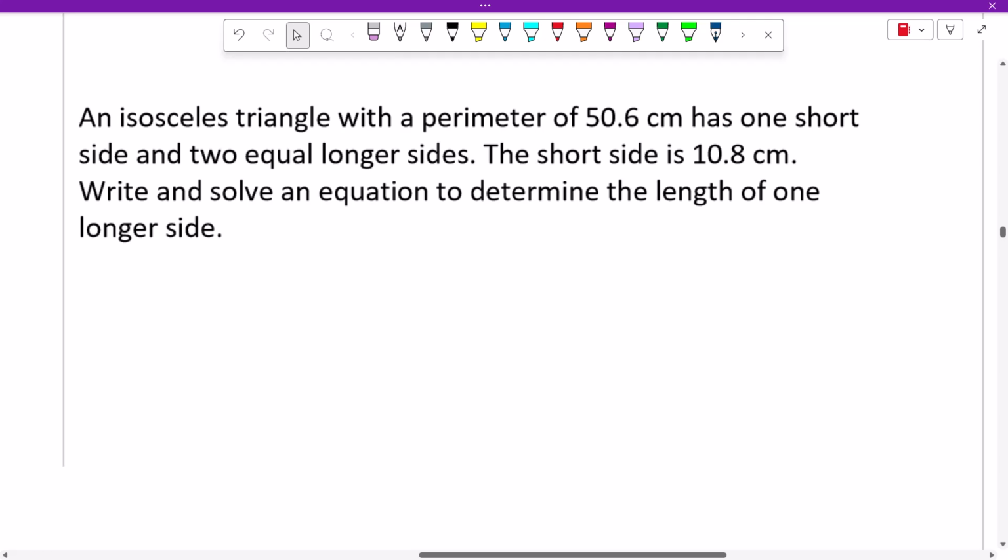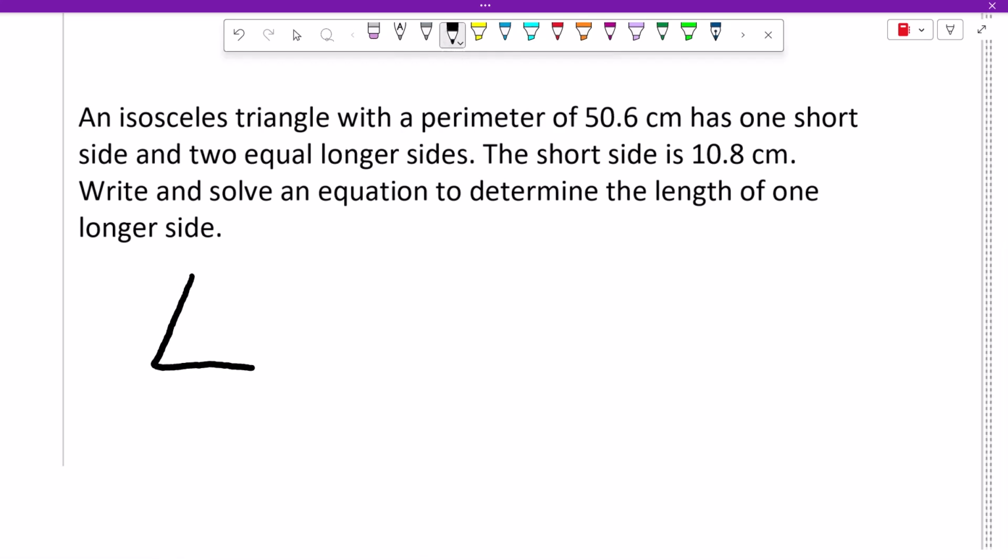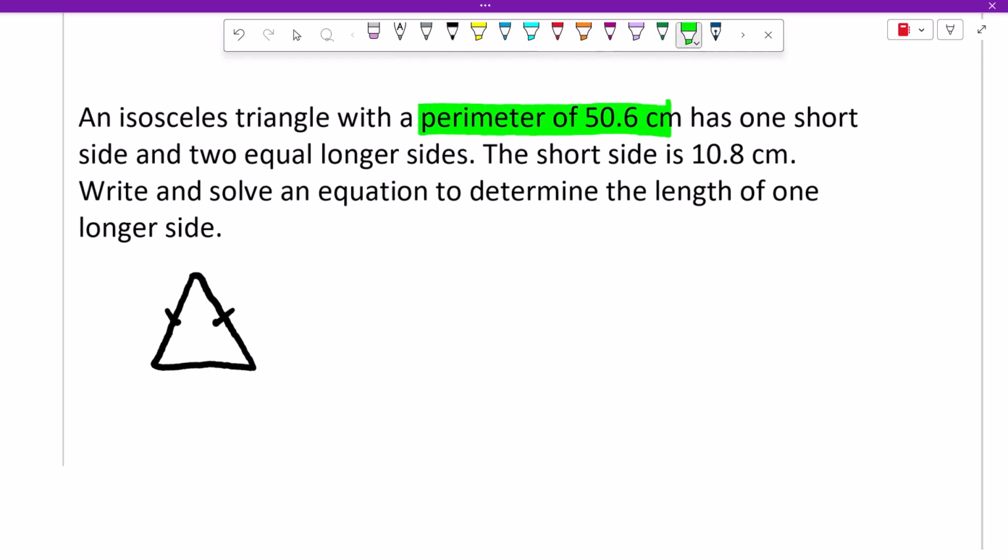Here it says we have an isosceles triangle. All right? So an isosceles triangle means we have a triangle where two of the sides are the same. Right? That's what this is saying. It says the perimeter of this triangle is 50.6 centimeters. Okay? That means the distance all the way around. If you add up all the sides, going all the way around, it would be 50.6 centimeters.